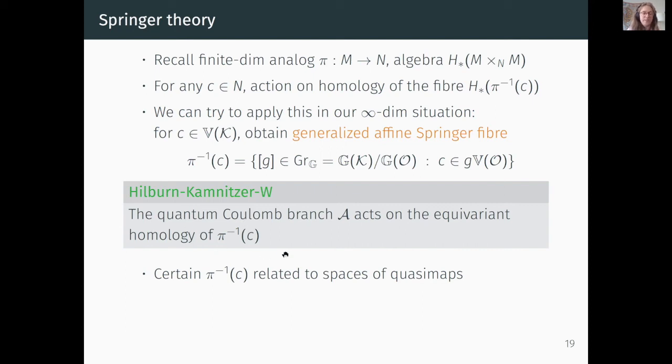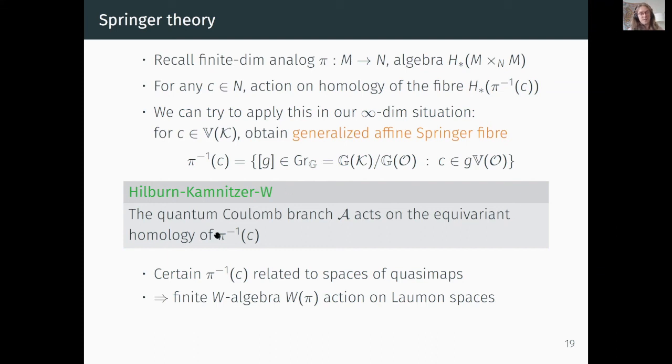I just want to say that this actually recovers something that is maybe better known, which is that some of these fibers are related to spaces of what are called quasi-maps. This is coming from interpreting this space as a moduli of bundles. And in particular, you'll recall that one of the Coulomb branches was the finite W algebra. And if you run through this story in that case and choose the appropriate choice of C, what you get actually is a Laumon space. It's a moduli space of sheaves with certain flag conditions on them.